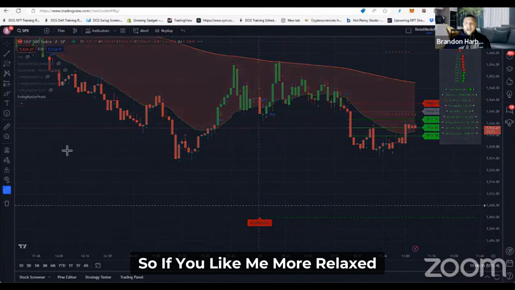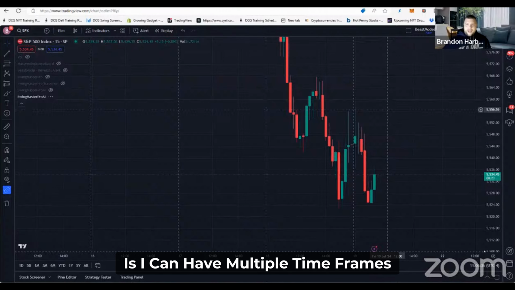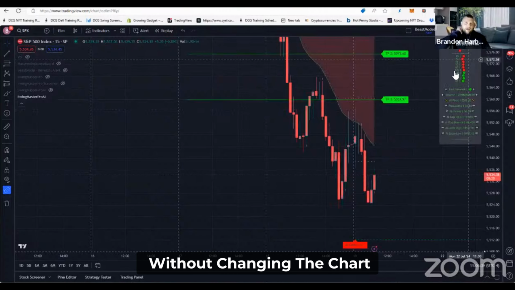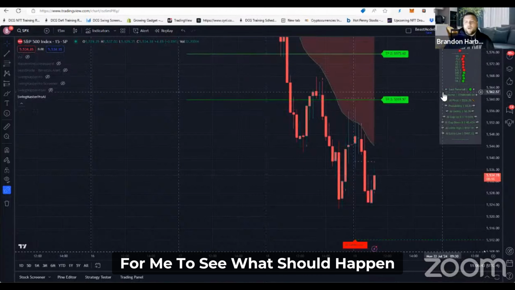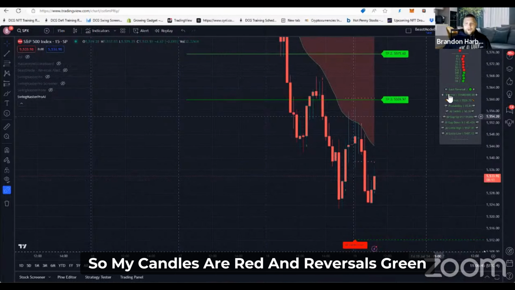So if you like to be more relaxed, you go to the 15-minute time frame. What's really nice about this ledger is I have multiple time frames without changing the chart for me to see what should happen, and it tells me my last reversal. So if my candles are red and the reversal is green, I know that we're probably getting a pullback, which is good because it's potentially setting us up for another opportunity.